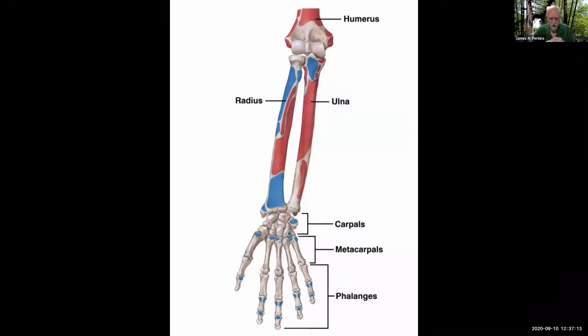Just distal to the carpals are a group of 5 bones called metacarpals. Now these bones look like they belong to the fingers, and there are 5 metacarpals, just like you have 5 fingers. But these bones do not extend out into the fingers themselves.